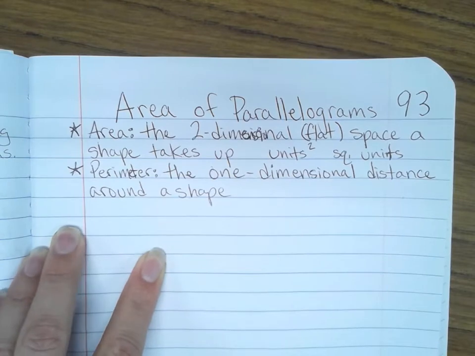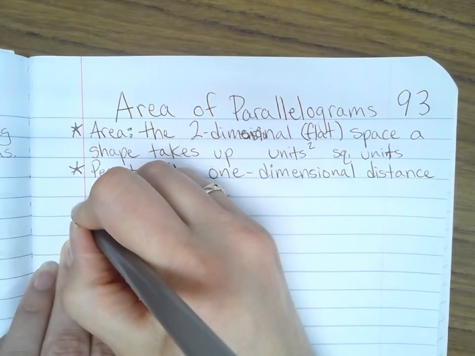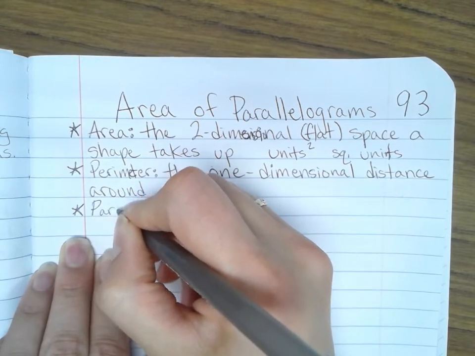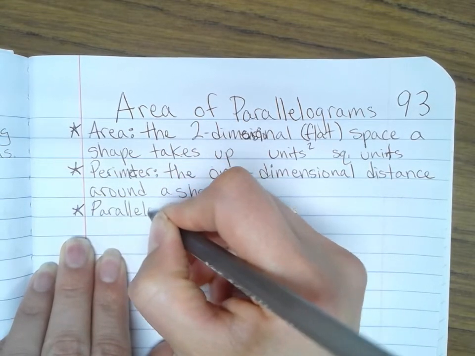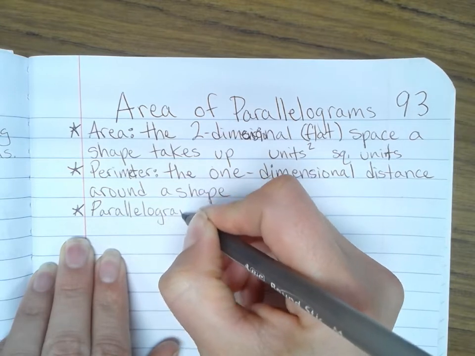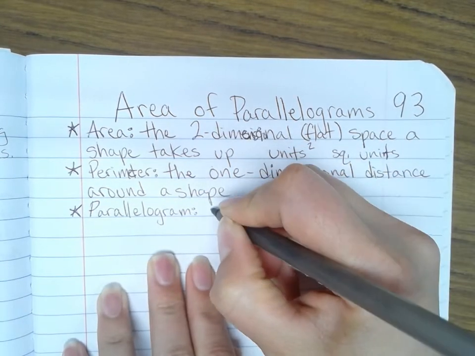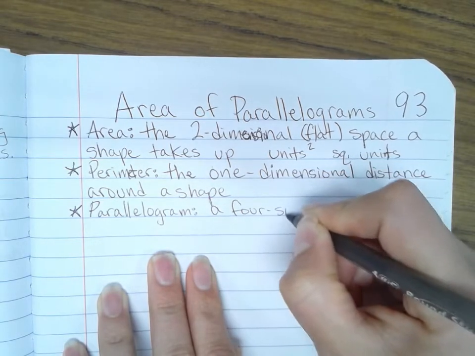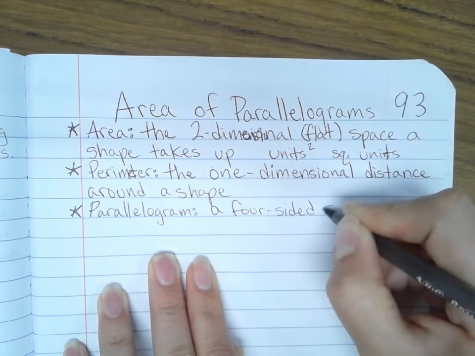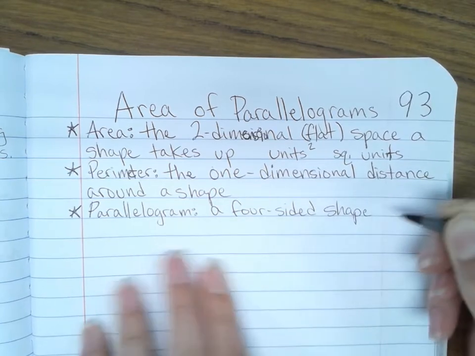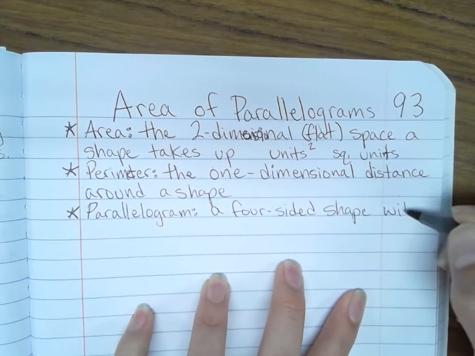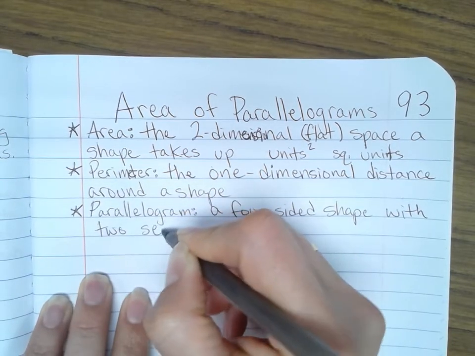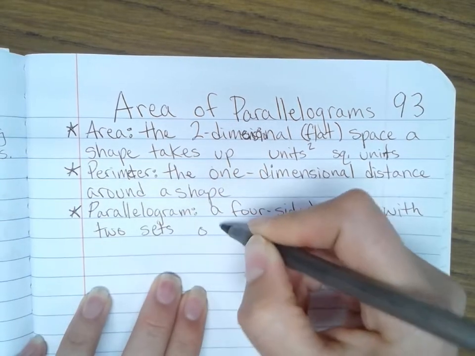All right. Another one is what a parallelogram is. Okay, it's a four-sided shape with two sets of parallel sides.